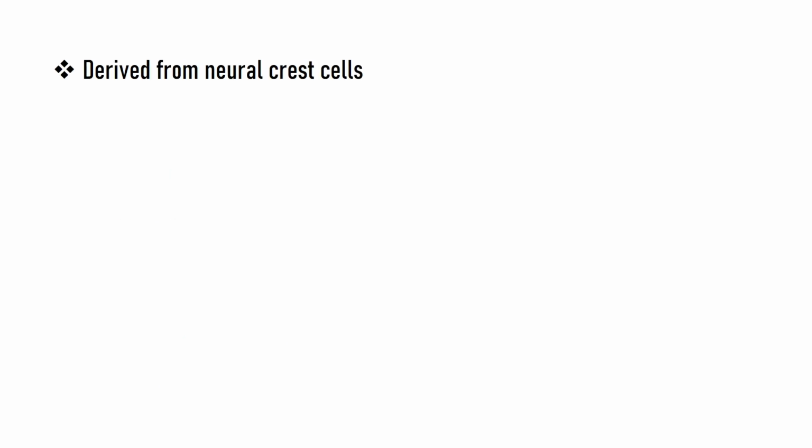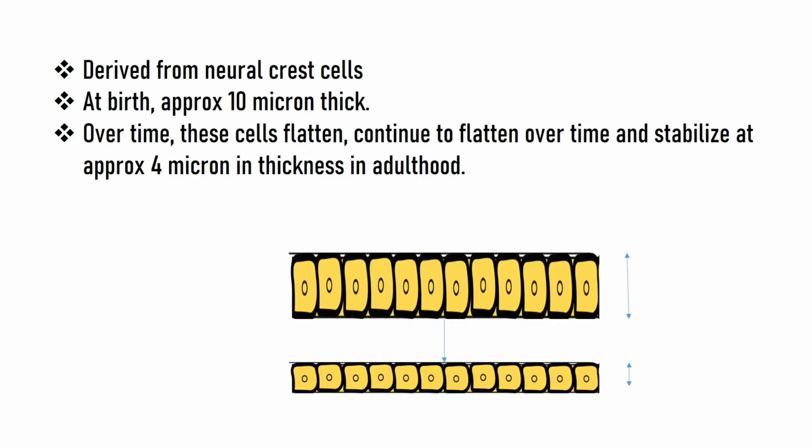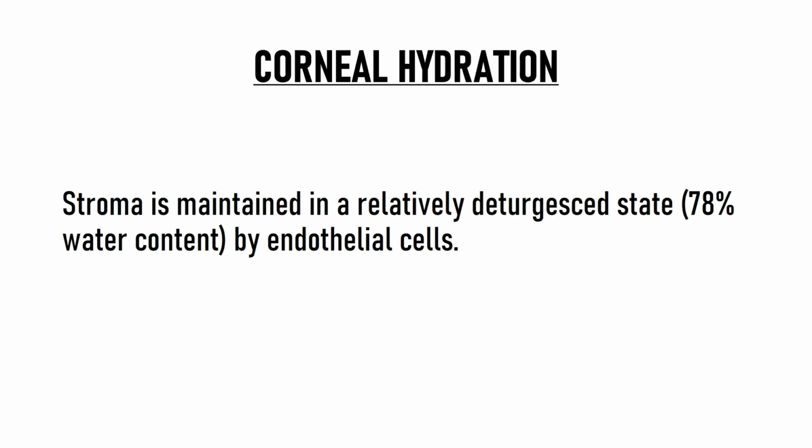Corneal endothelial cells are neural crest in origin. At birth, the height of these cells is 10 microns, but over time they flatten, and the endothelial layer stabilizes at a thickness of 4 microns in adulthood. It is important to talk about corneal hydration while we are talking about the endothelium. Corneal stroma is maintained at a relatively dehydrated state of 78% water content by the action of corneal endothelial cells. We will talk about how the fluid flows into the stroma from aqueous and how it flows out of it.